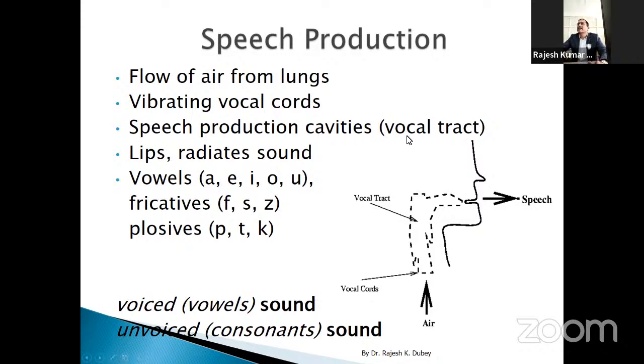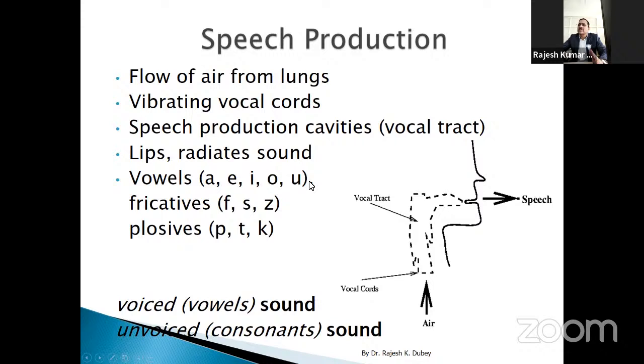The speech production cavities are called the vocal tract: the tongue, upper palate, lower palate, teeth, and lips. All of these are included in the vocal tract, which is the speech production cavity. The lips radiate the sound, and after the lips, sound comes out. Sound may come out in the form of vowels, voiced sounds like a, e, o, u. All these vowel sounds are voiced sounds.